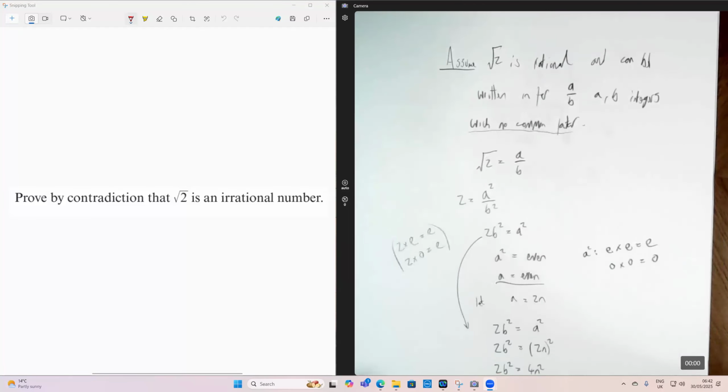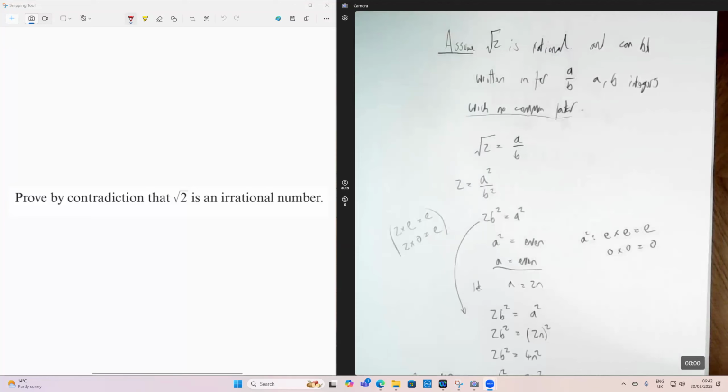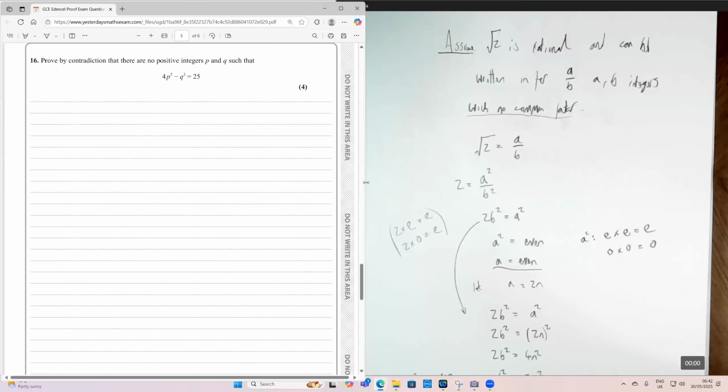So that's the proof for the irrationality of √2, which is a super, super important proof. And one that you could easily be asked on your exam. Okay, the next one I want to look at is, again, a very, very popular kind of one for EDEXCEL. I've seen this particular one come up on a number of occasions in various forms. And I think it's important to know how to deal with this one because EDEXCEL seem to like this one. So let's have a look at this one.